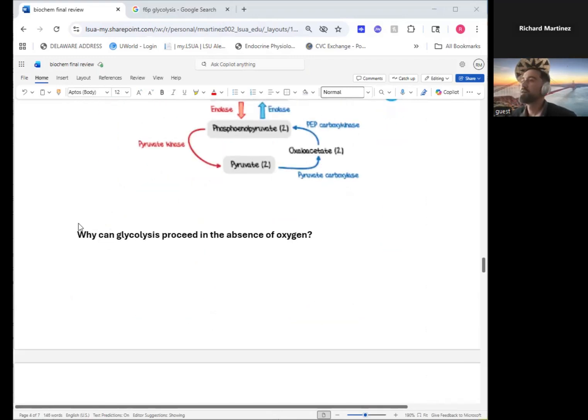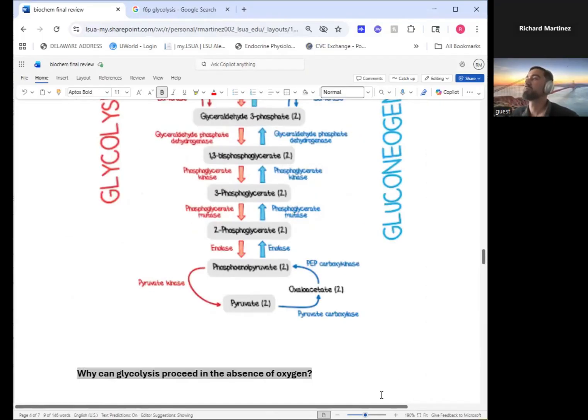Questions, questions. Okay. So why can glycolysis proceed in the absence of oxygen? Think about that for a second. You can put your answers in the chat box if you feel comfortable. If not, that's fine. But just think about it for a second. Even if you don't know the answer, why do you think that glycolysis would proceed in the absence of oxygen? Think about where glycolysis occurs. Where does glycolysis occur? Where does the electron transport chain occur? Okay. Where does the Krebs occur?